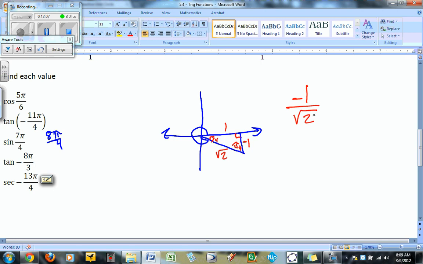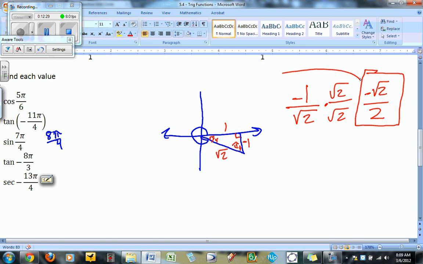We don't like square roots on the bottom, so let's go ahead and simplify this real quick by multiplying both the top and the bottom by square root of 2. That just gets rid of my radical on the bottom. The square root of 2 times the square root of 2 is the square root of 4, which is just 2. And then negative 1 times the square root of 2 is negative square root of 2. So the sine of 7 pi over 4 is negative square root of 2 over 2.